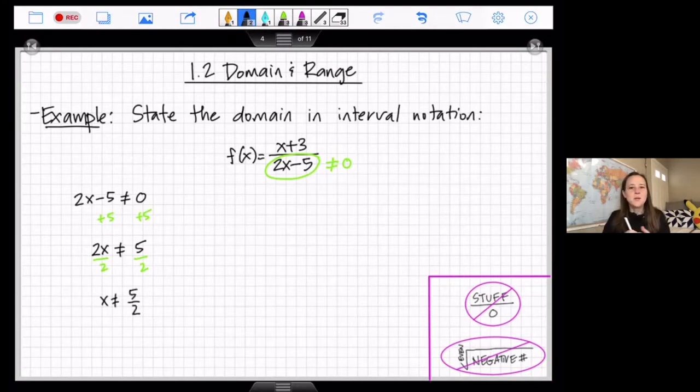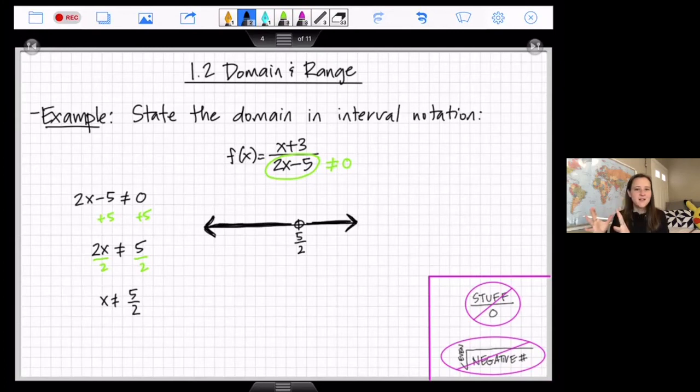All right, so I'm going to go over and draw this on my number line. Drawing this on the number line is optional. You don't have to do it, but I think it makes it easier to write it down in interval notation in the end. All right, so all I need to do is exclude that number at 5 halves, and that's the only number that gives this function problems. So I'm going to say anything else to the right of 5 halves and anything else to the left of 5 halves is okay.